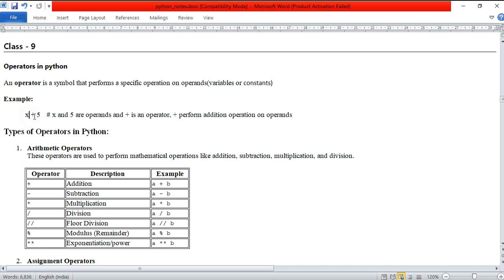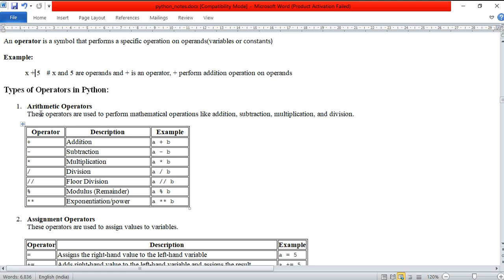So here x and 5 are called operands, and this plus symbol is called an operator. So this plus operator performs the addition operation on x and 5. Like this, we have different types of operators in Python. Let me show you first of all what are the different types of operators that exist in Python.